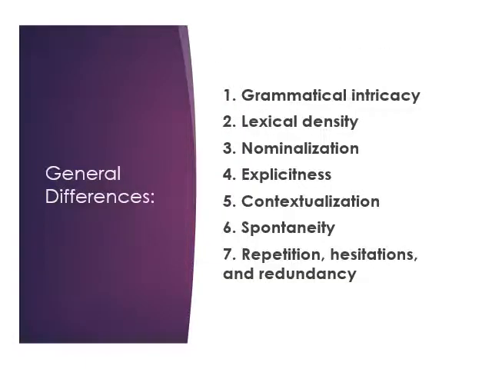When we talk about the difference between spoken and written language, there are 7 important points which we can focus on. Number 1, grammatical intricacy. Number 2, lexical density. Number 3, nominalization. Number 4, explicitness. Number 5, contextualization. Number 6, spontaneity. Number 7, repetition, hesitation and redundancy.